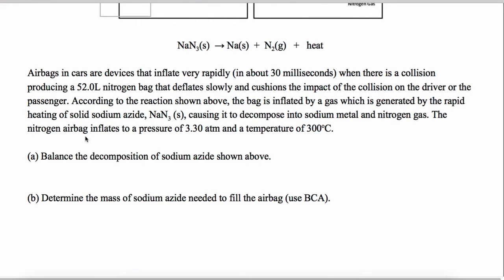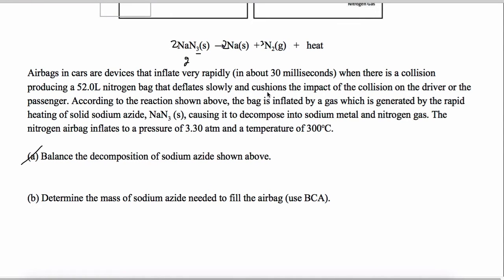All right, guys. So we're going to balance the decomposition of sodium azide shown above. It's nice to start here with these nitrogens. So I'm going to put a 3 here. Then I'm going to put a 2 here, and I'm going to put a 2 here. That's nice and balanced. Okay. Determine the mass of sodium azide needed to fill the airbag.